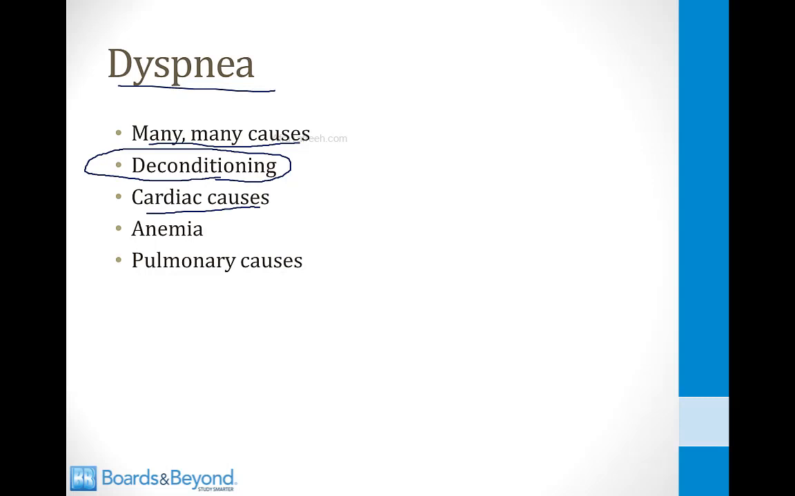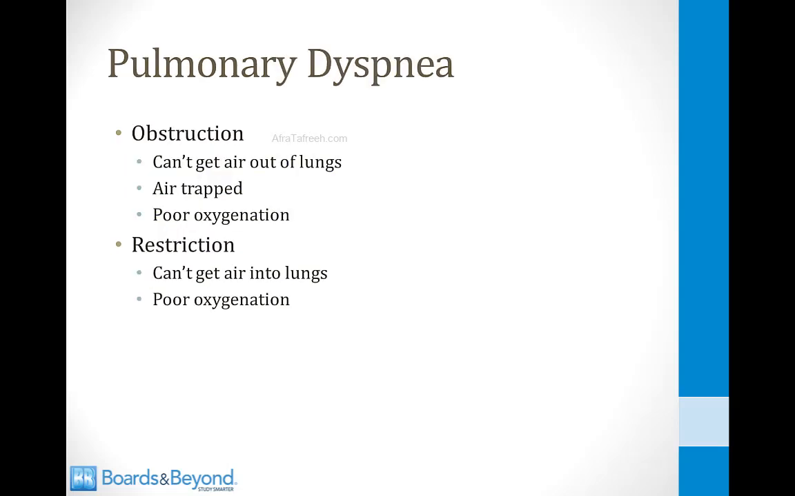You can get dyspnea if you are anemic, but then finally, there are the pulmonary causes, and this is often what many people think about because since we're short of breath, they assume it must be a lung cause, but not necessarily so. There are many other causes. So we can split the causes of pulmonary dyspnea into two categories. The first category is obstruction, and the second is restriction.